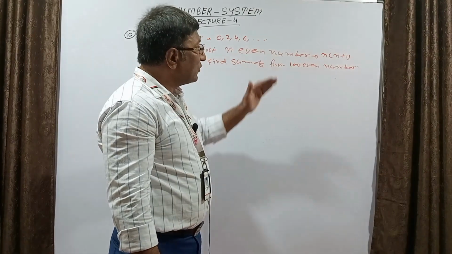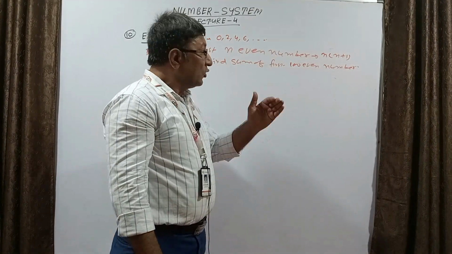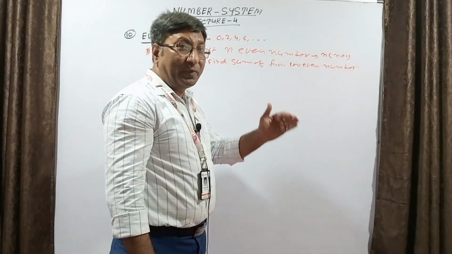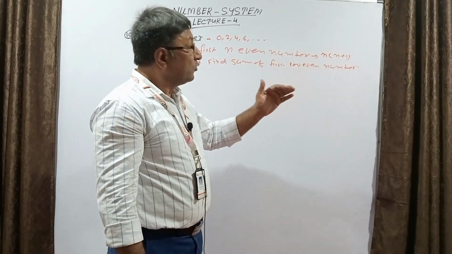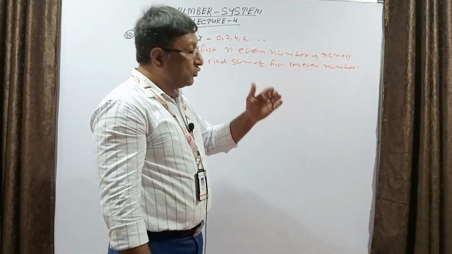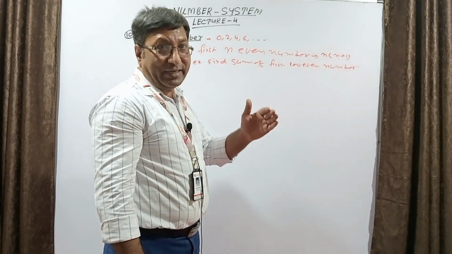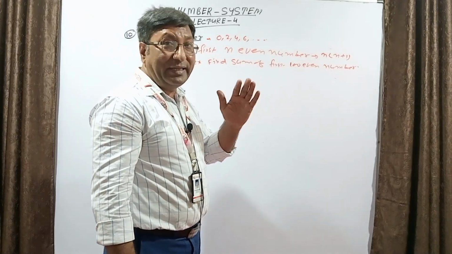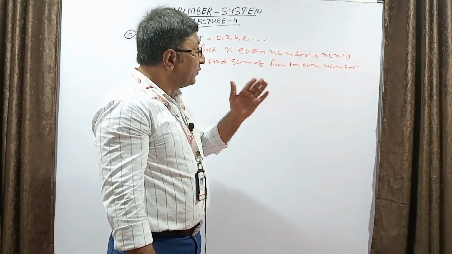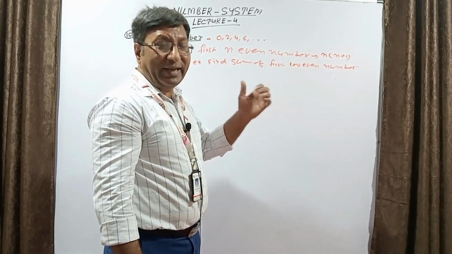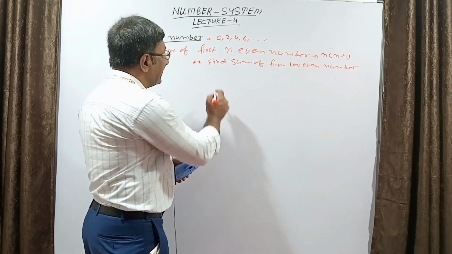So if we solve this question by the basic method, we have to write 2 plus 4 plus 6 plus 8 up to 100. Up to not 100, we will count. 2 is the first, 4 is the second, 6 is the third, 8 is the fourth. Like this we have to write 100 even numbers. Okay, it will go up to 200. So it is very lengthy.